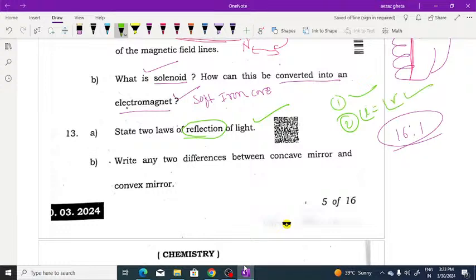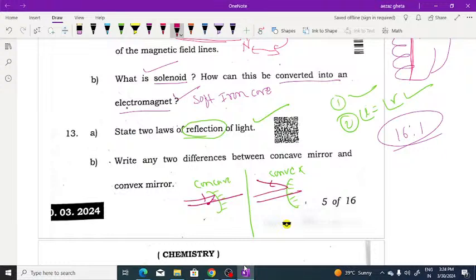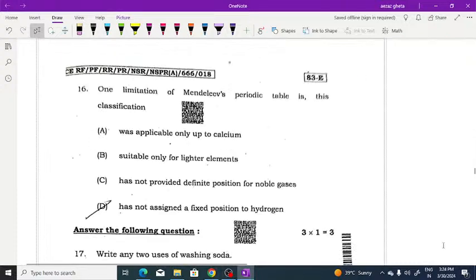Two laws. Correct. Write any two differences between concave and convex mirror. This also we gave you, concave and convex mirrors. The concave mirror is the mirror whose reflecting surface is curved inward. The convex mirror is the mirror whose reflecting surface is curved outward. The concave mirror is a converging mirror. The convex mirror is a diverging mirror. These are the points you can write. A concave mirror has a negative focal length. A convex mirror has a positive focal length. Even this point. They asked for 2 points, I said 3 to 4 points. More than enough.